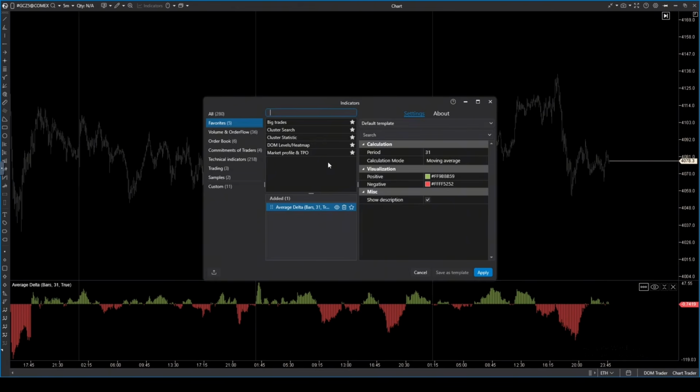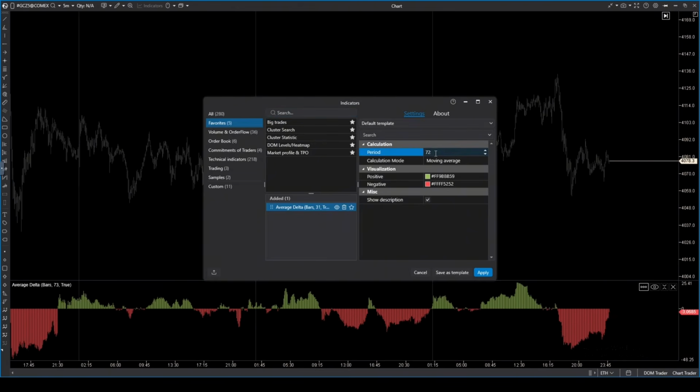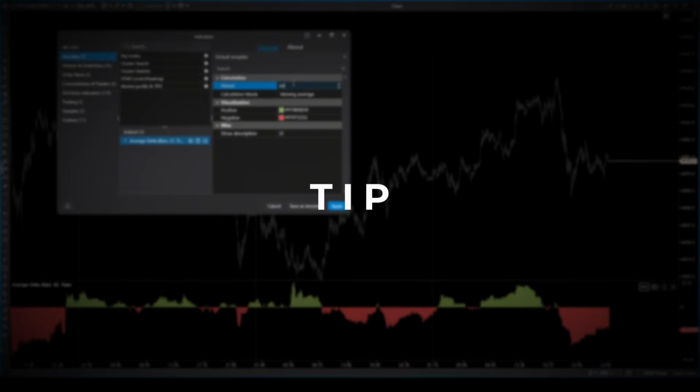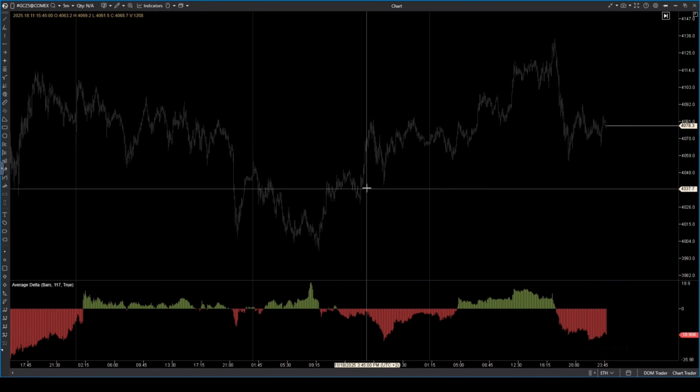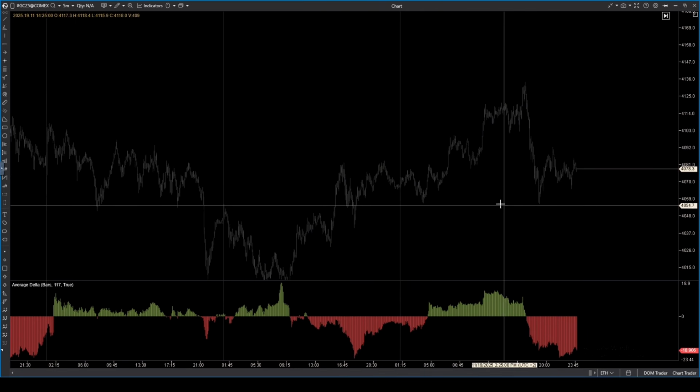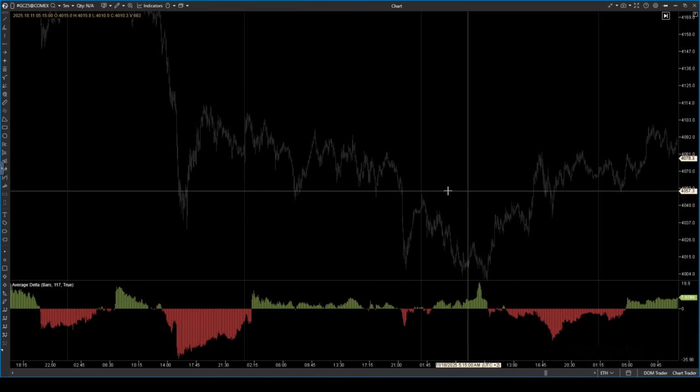Who is it suitable for? For intraday traders and swing traders who work with trends. Tip: average delta acts as a compass for participant activity. It doesn't say buy or sell, but shows which way the wind is blowing right now.